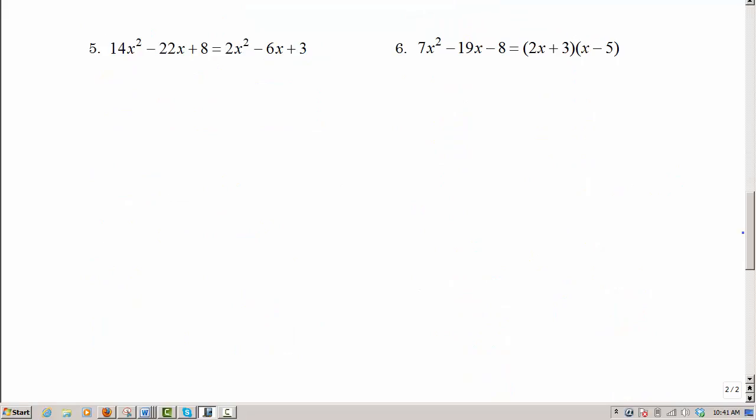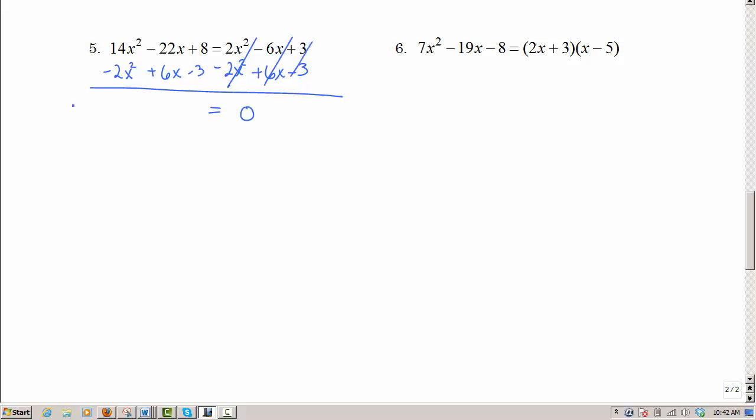Now the next few examples you can see are not equal to 0. They're not in standard form. So you've got to work a little bit more. We need to get it equal to 0. So let's put everything on the left side. So I'm going to subtract 2x squared. I'm going to add 6x. And I'm going to subtract 3. Now keeping my equal sign, that gives me that 0.